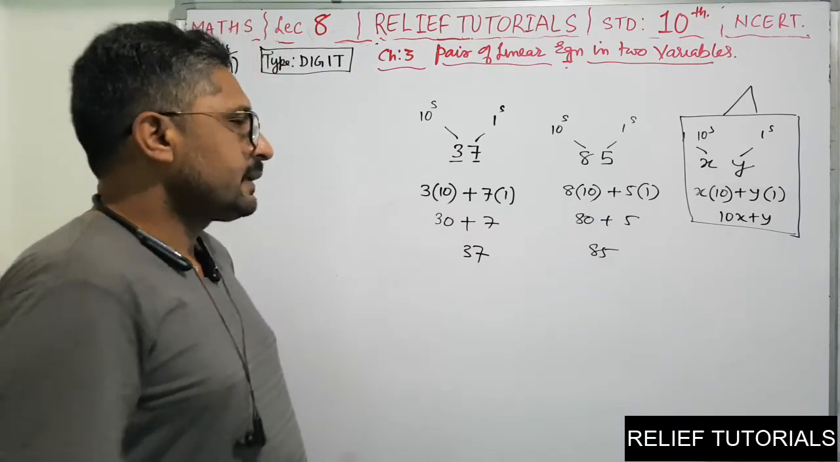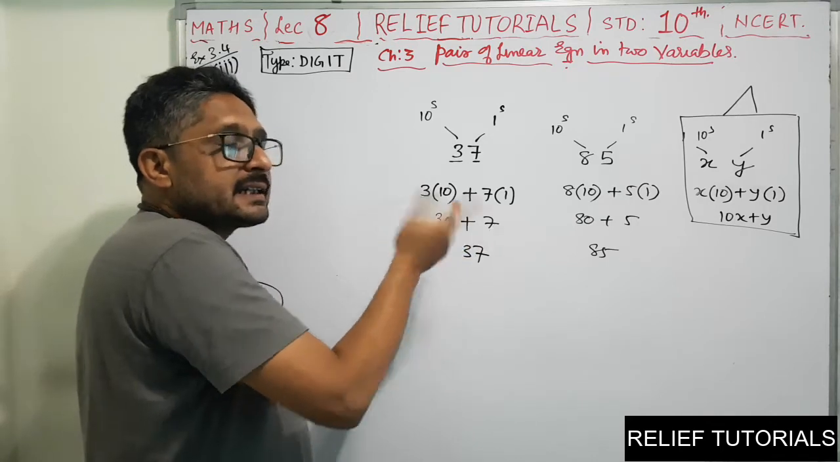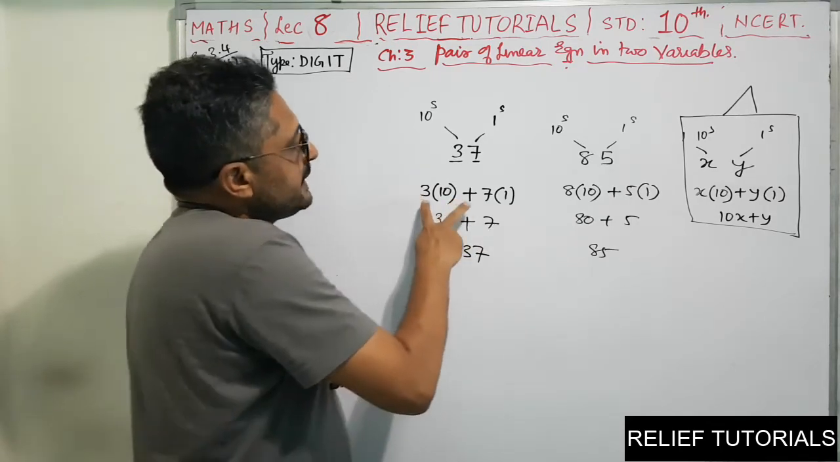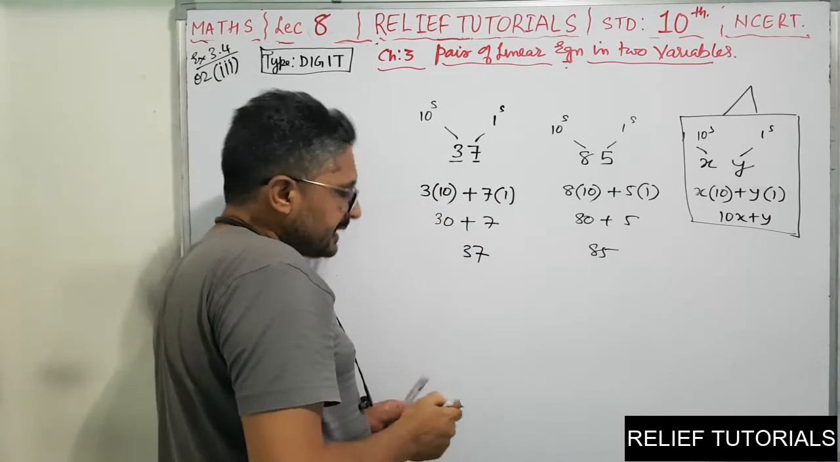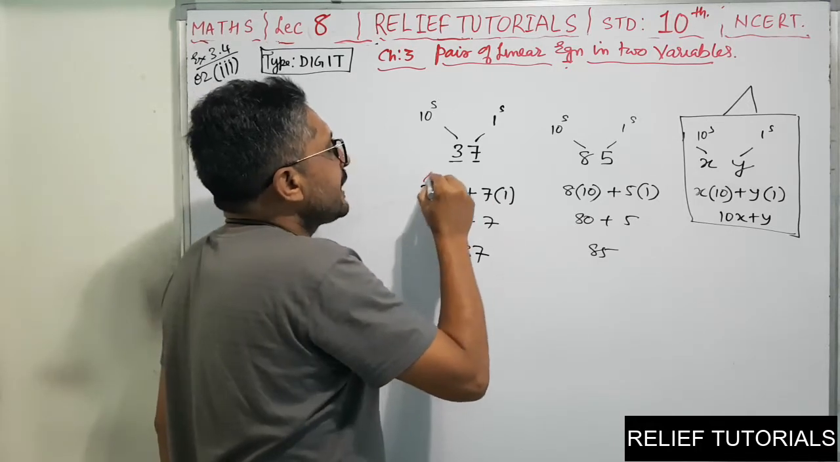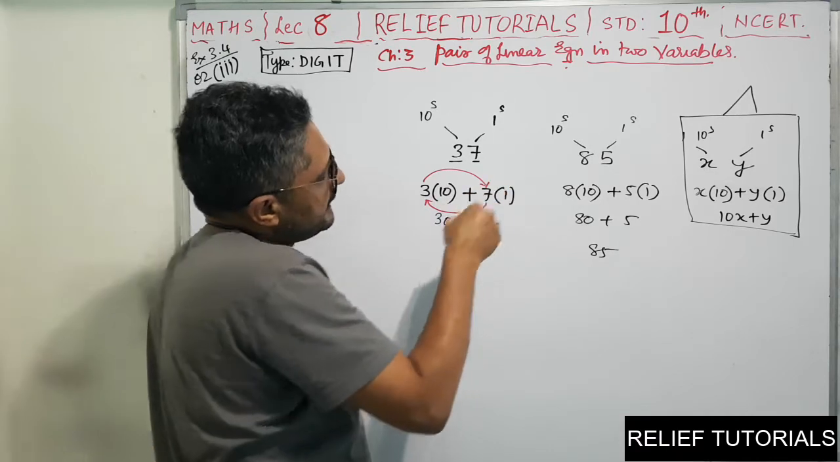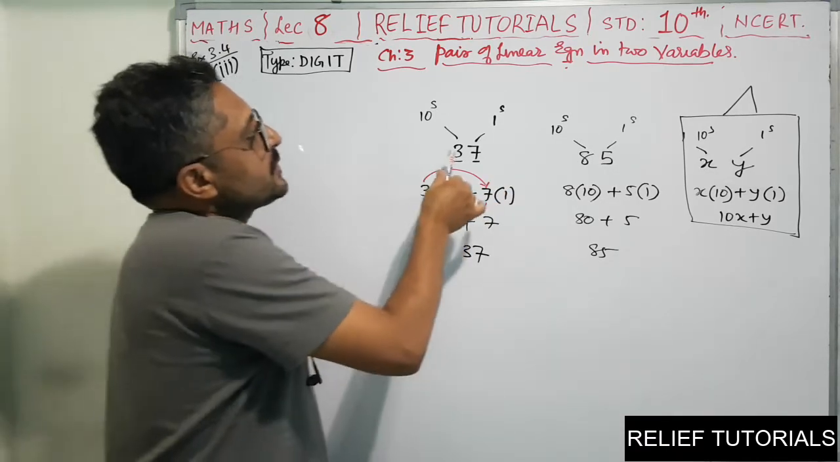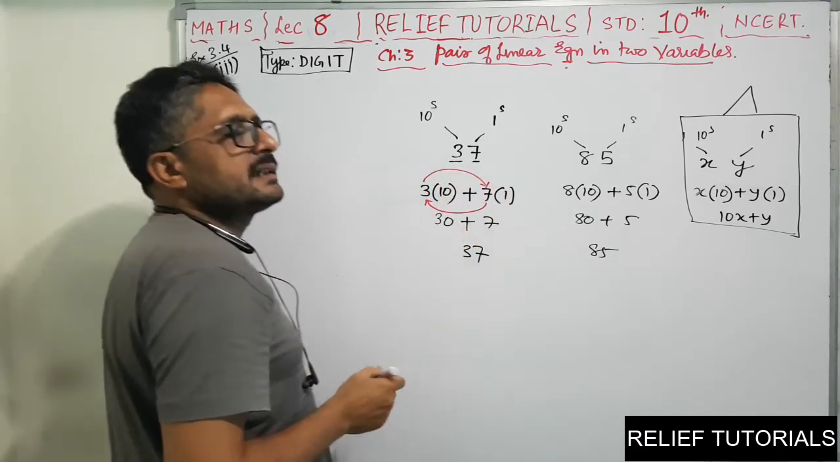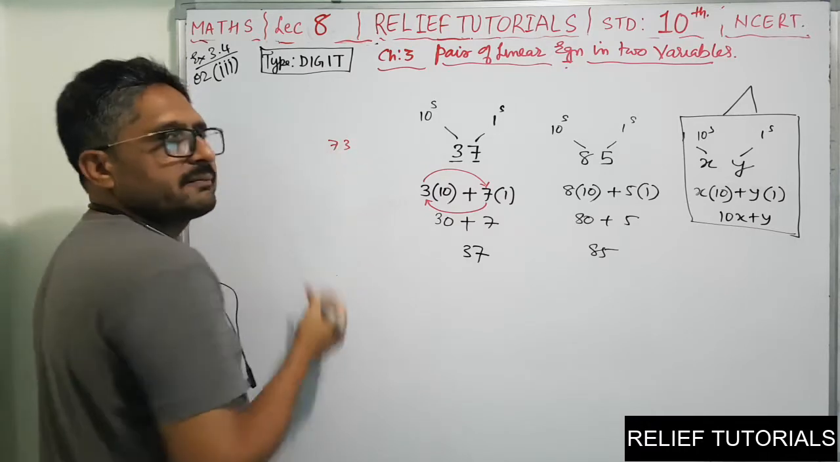Now one more thing. What is the number obtained by interchanging the digits? It means you have to interchange the digits. See, interchanging the digit means this 3 will go at 7's place and this 7 will go at 3's place. That's all. We are interchanging the digit. So you know which number will be obtained by interchanging the digits of 37. So that will be 73.